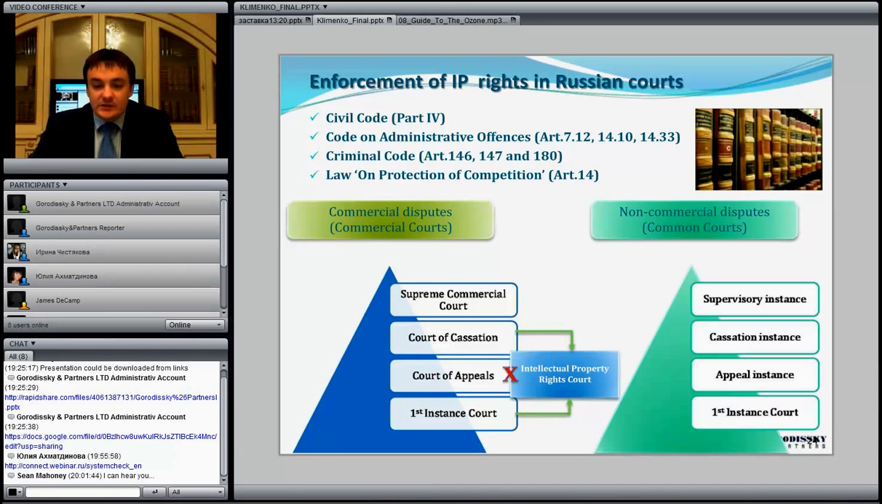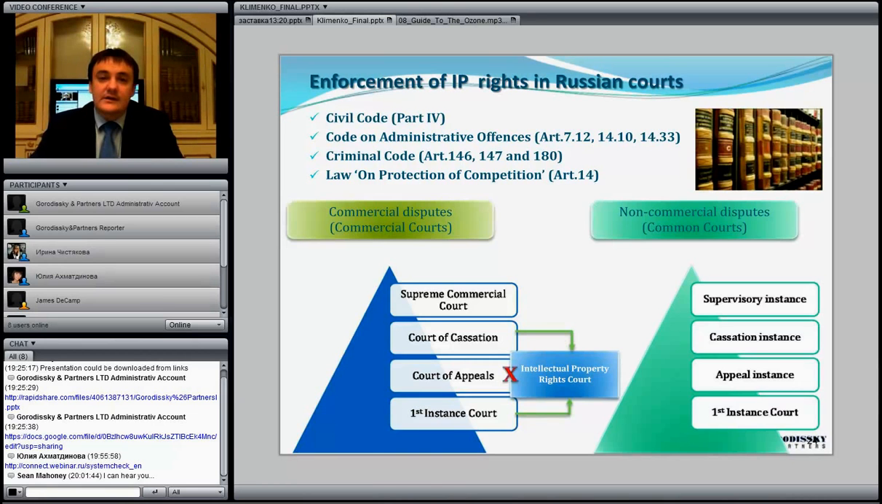As you can see on this slide, there is a division within the commercial courts, which is the intellectual property rights court. That has been recently introduced in the Russian court system. This court will handle intellectual property disputes only as the court of first instance and the court of cassation instance.